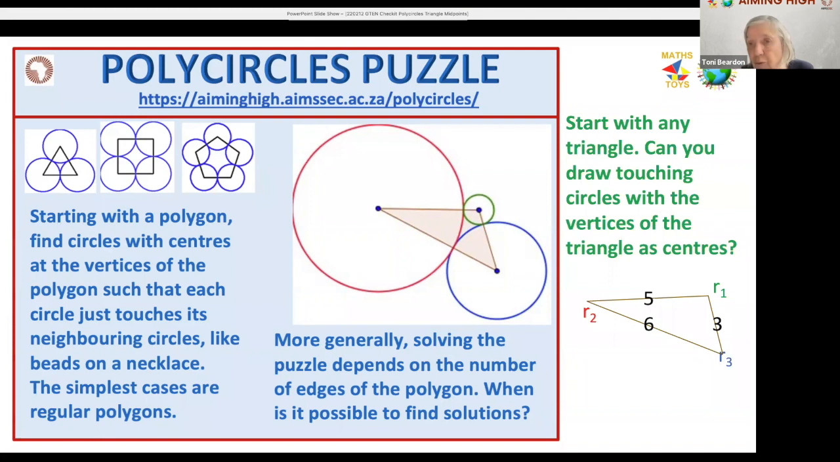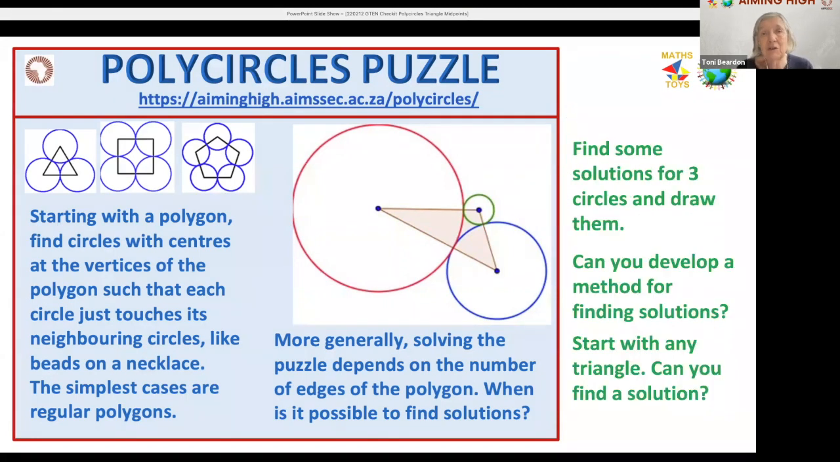So we have R1 is 1, R2 is 4, R3 is 2, and these are the Checkit solutions, and they give you the radii of those 3 circles. Our Polycircles is just an extension of Checkit, but there could be more than one solution for 3 circles, but only one if you're given the edge lengths.